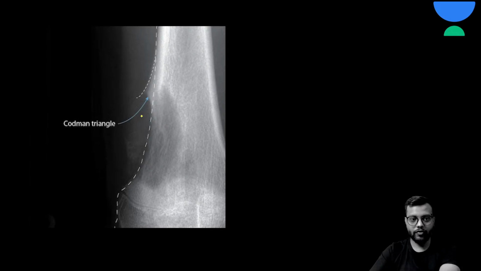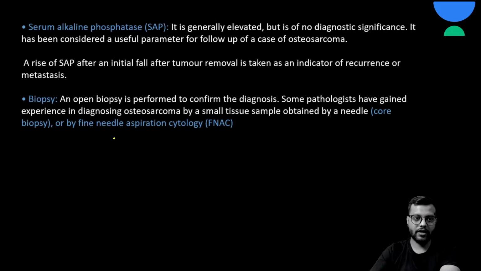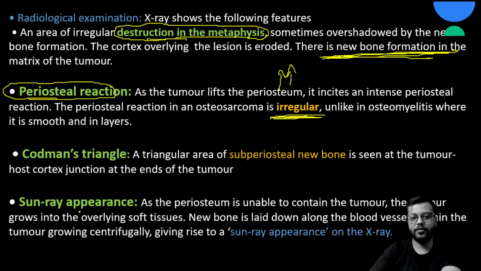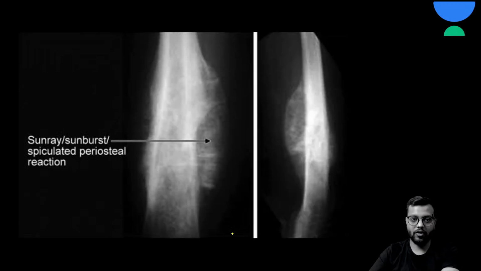So ये new bone formation की वजह से, see here, एक Codman triangle बन गया, and sun ray appearance, because there is new bone formation. So the periosteum will be unable to contain the tumor, and उसको ये तोड़ के the periosteal reaction, the new bone formation will go into the adjacent soft tissues, and वहाँ पे it will give a sun ray appearance in the X-ray, very classical of the sarcogenic tumor.